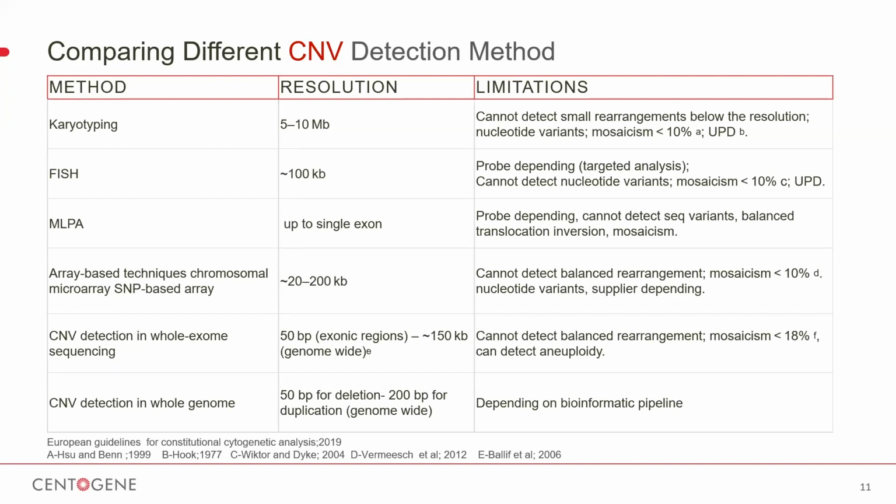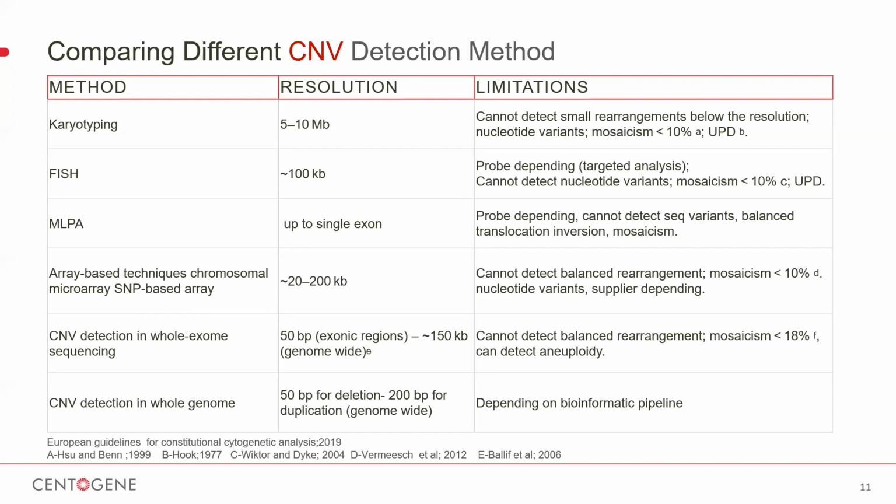For MLPA, these are kits provided by known corporations. According to my knowledge, there are 400 known kits in the market related to specific disorders, and the resolutions differ, down to a single exon. But again, it is probe dependent, not genome-wide analysis. It is specific to disorders, and not all disorders have available MLPA kits. It cannot detect single nucleotide variants, balanced translocations, or inversions.